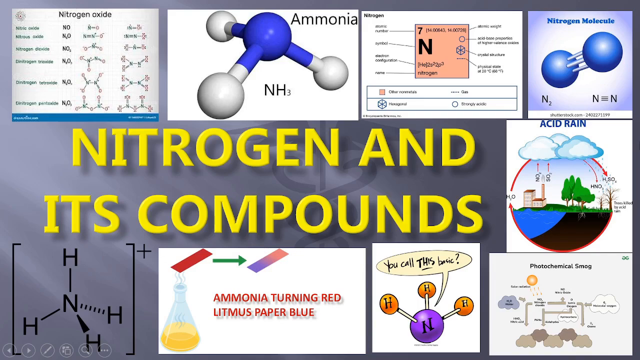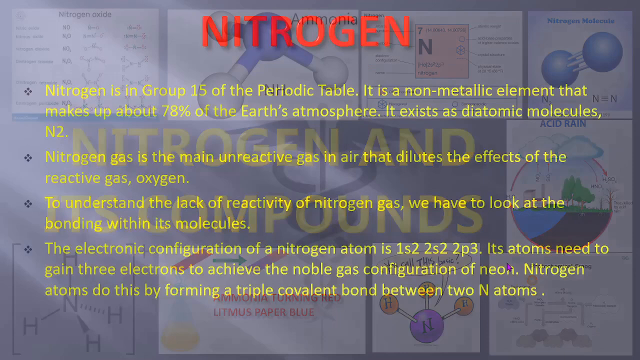New video regarding nitrogen and its compounds. You can see here some of the important processes which are occurring in our environment due to nitrogen, like photochemical smog and acid rain. Also there are some oxides of nitrogen which I have shown here, the ammonia molecule, and some other information about ammonia along with the nitrogen molecule. So nitrogen in fact plays a very important role in our environment.